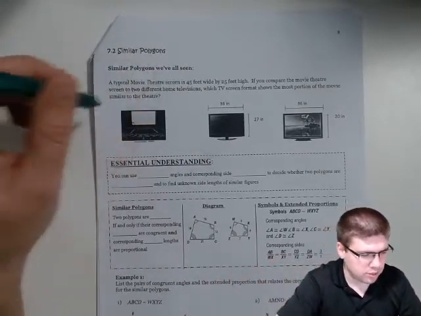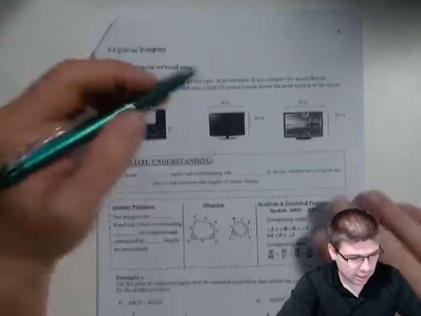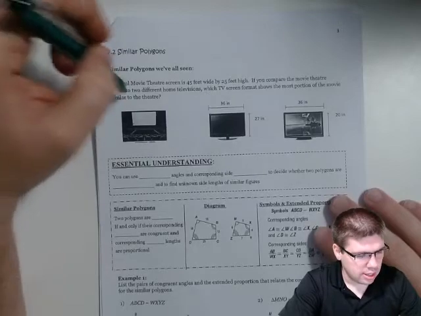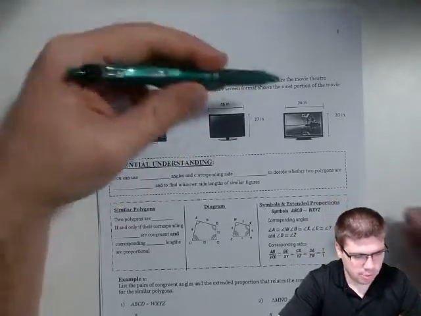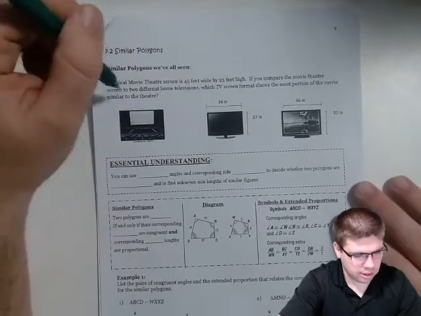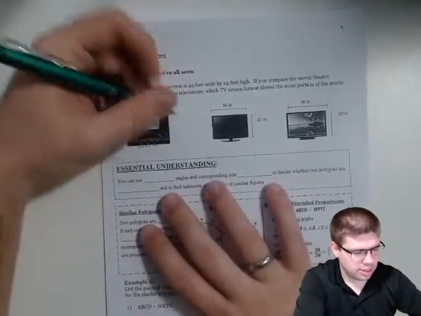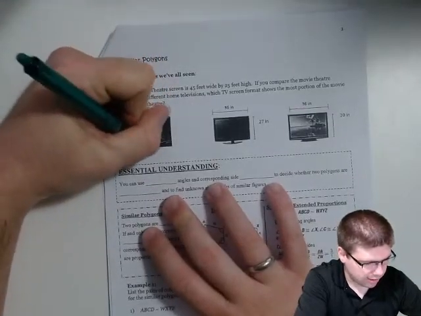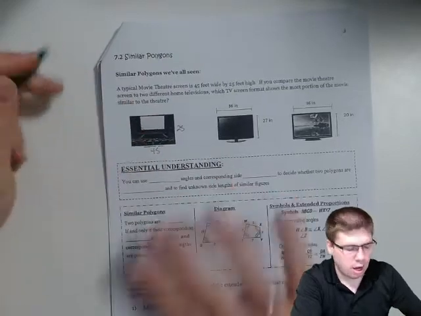A typical movie screen is 45 feet wide by 25 feet high. If you compare the movie theater screen to two different home televisions, which TV screen format shows the most proportion of the movie, similar to the theater experience? So the theater experience is 45 feet wide by 25 feet high, and so that's our movie screen.